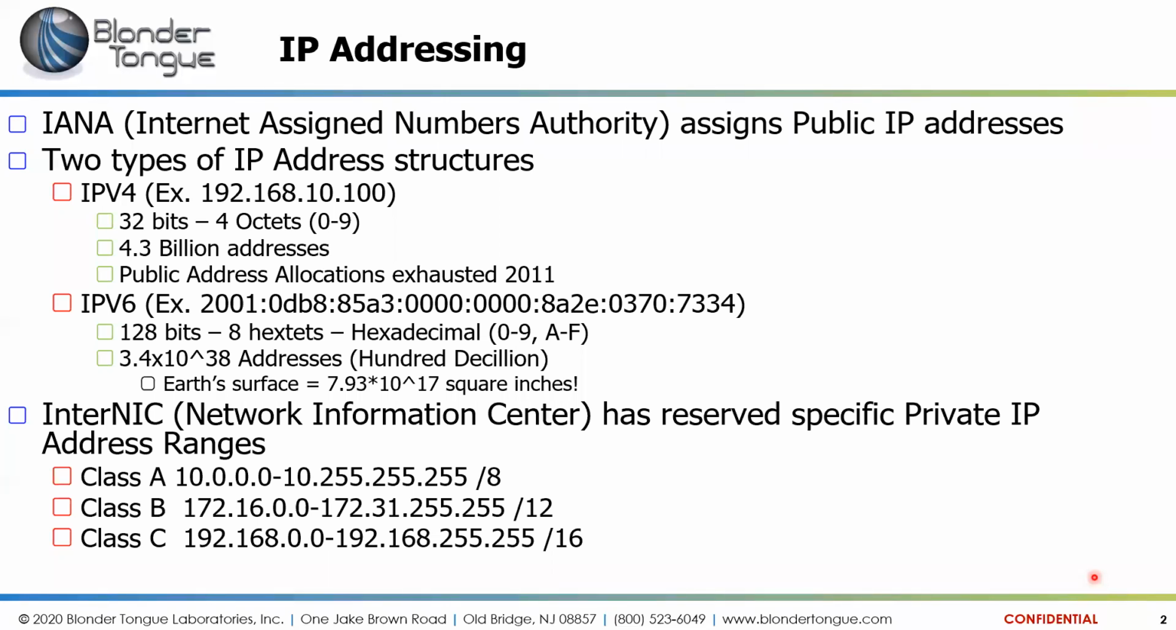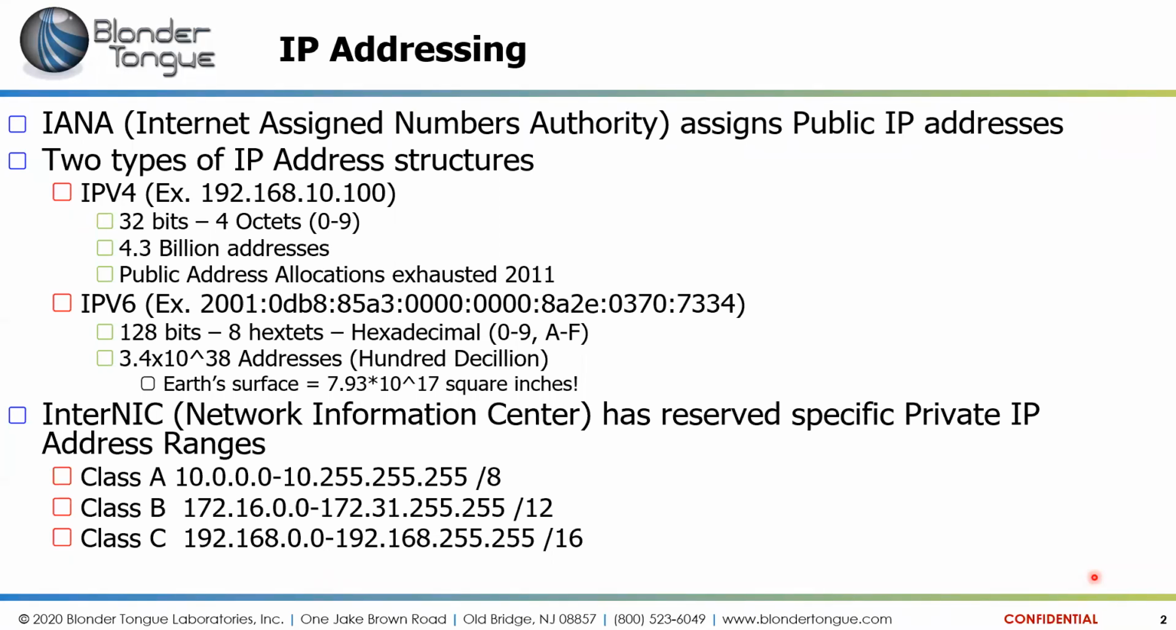There's two types of IP address structures in use that we primarily see. IP version 4, which is something like 192.168.10.100. That's a 32-bit address, has 4 octets. The octets have values from 0 to 255, so we can go from 0 to 255 for each group, each octet.